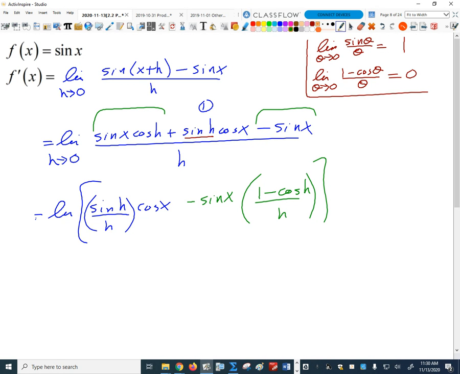Technically, I really should write the limit down twice even here because I'm taking 2 separate limits. When I take these limits as h approaches 0, this limit goes to 1 and that limit goes to 0. And so we get our answer: cosine x minus 0. So the derivative of sine x equals cosine x. We could just as easily show that if we took the derivative of cosine x, we would get negative sine x.